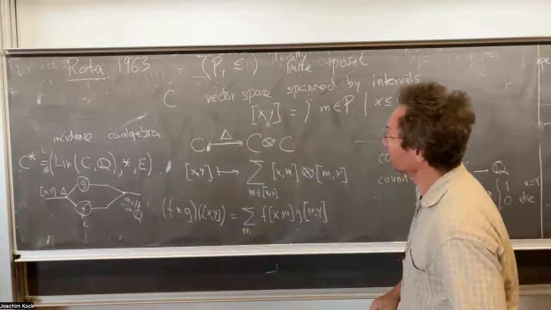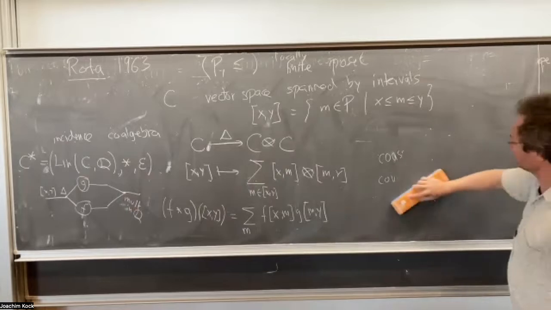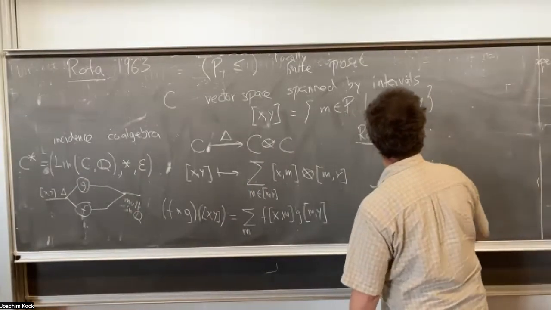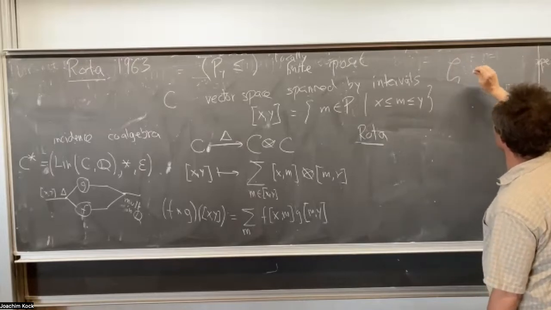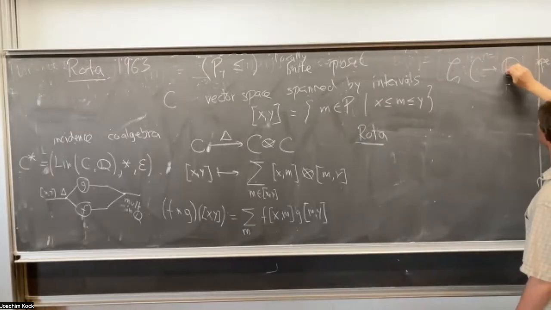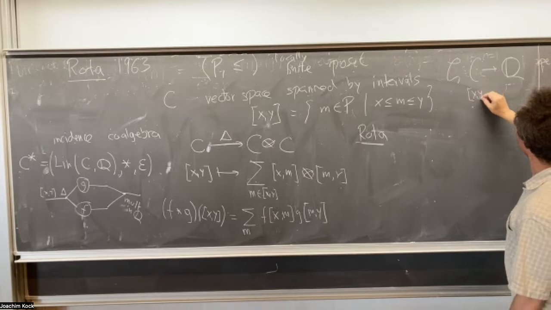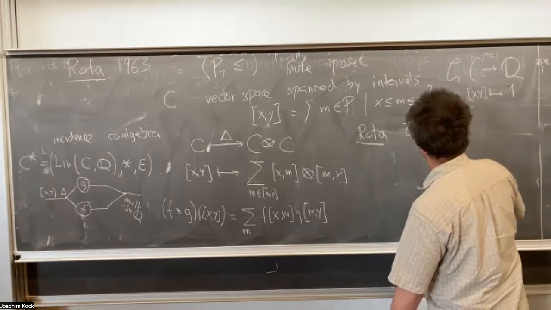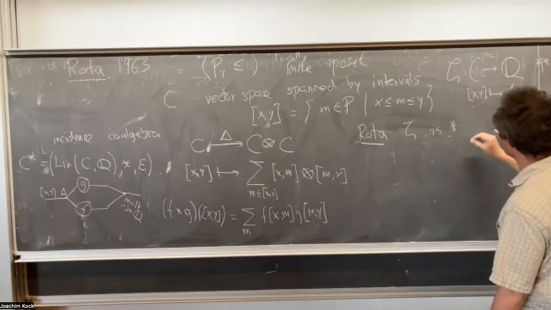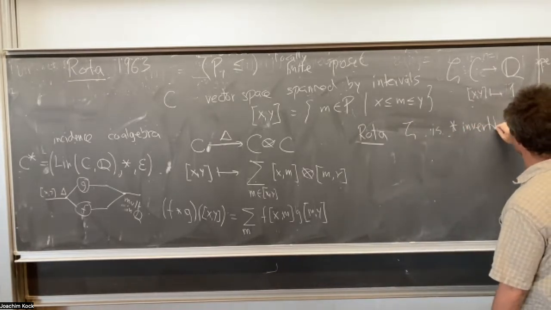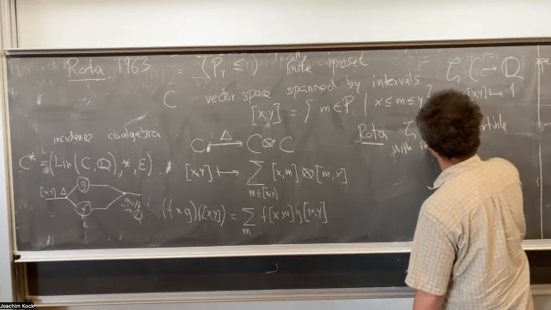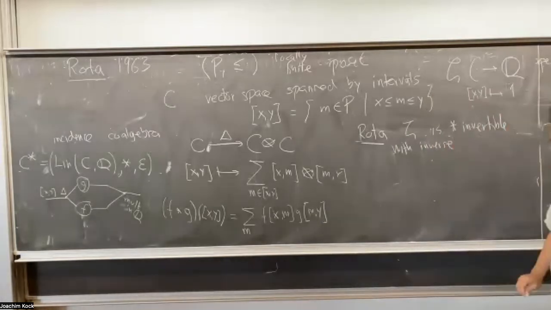So now we can state Rota's theorem. Well, first I should say, what is the zeta function? The zeta function just takes all intervals to 1. So Rota's theorem says that the zeta function is convolution invertible with inverse, and here comes the Möbius function.